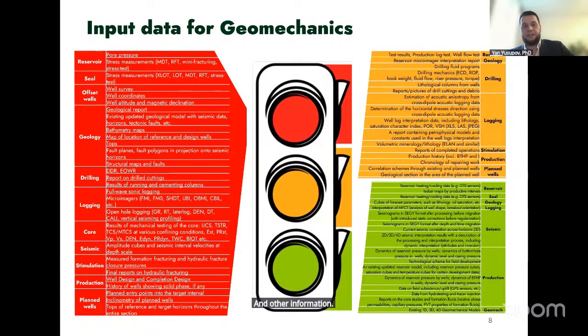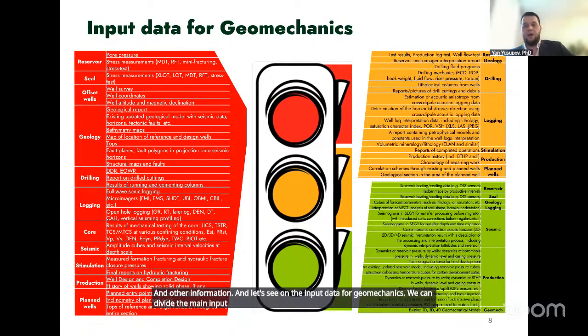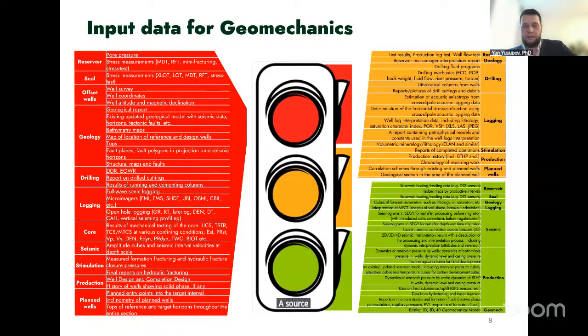And let's see the input data for geomechanics. We can divide the main input data for geomechanics into three categories. The first category is red. This is information in the absence of which we cannot build any geomechanical model.